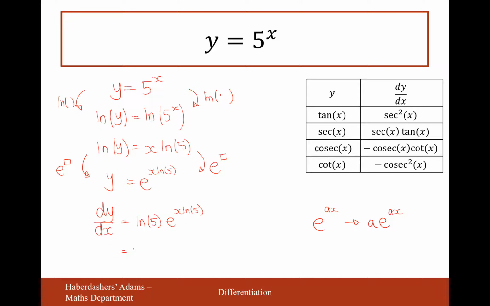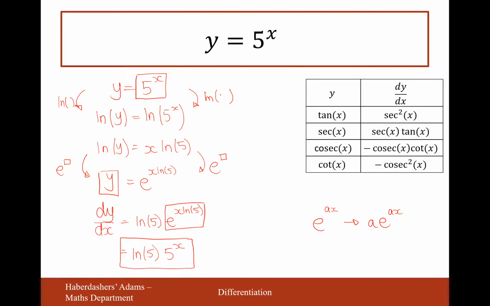But let's now write it as a final answer, so it's going to be ln 5. We know that this part here is the same as y, because it says so here, it's equal to it. But we also know that y is equal to this thing up here. So it's ln 5, 5 to the power of x. And that's your answer to the derivative. It's ln 5, 5 to the power of x.